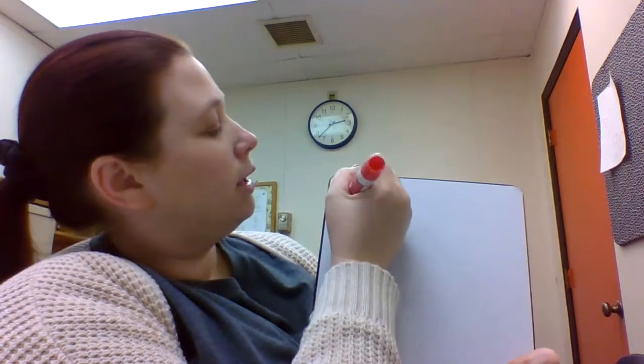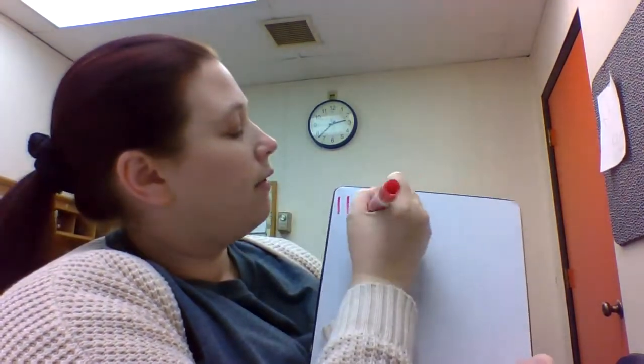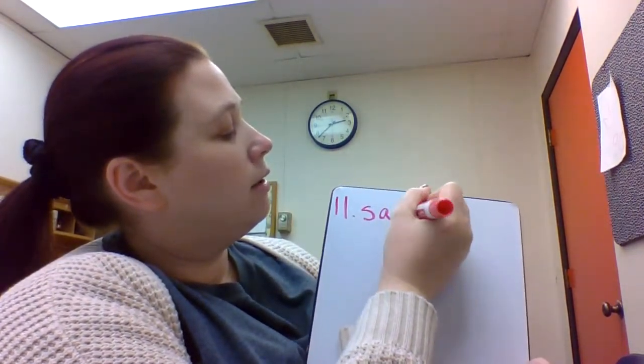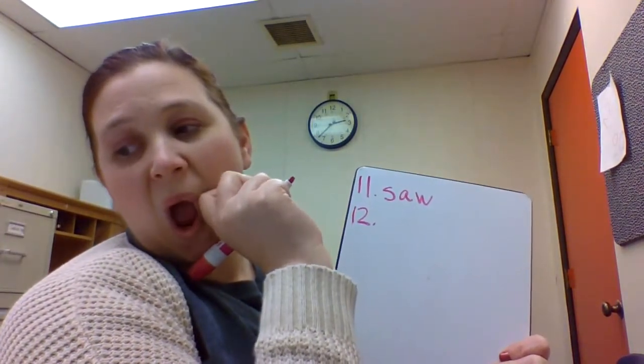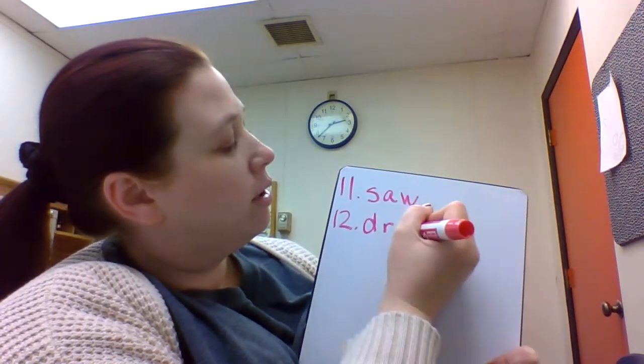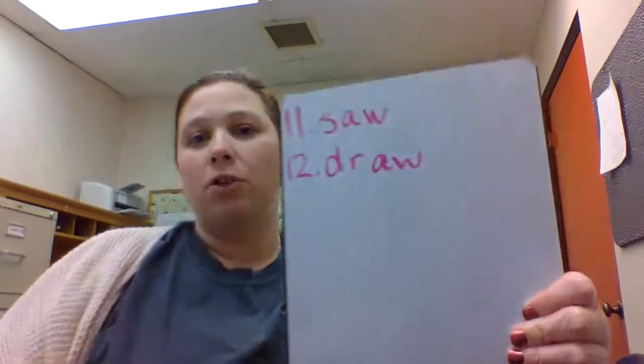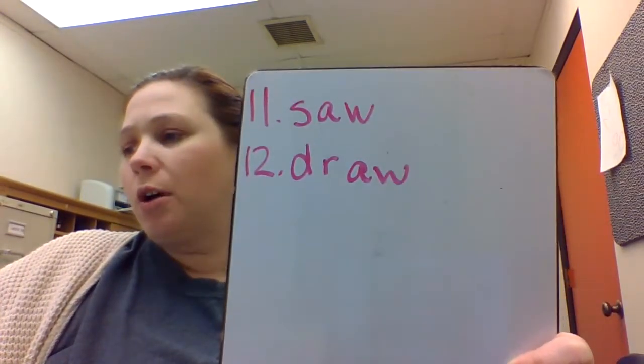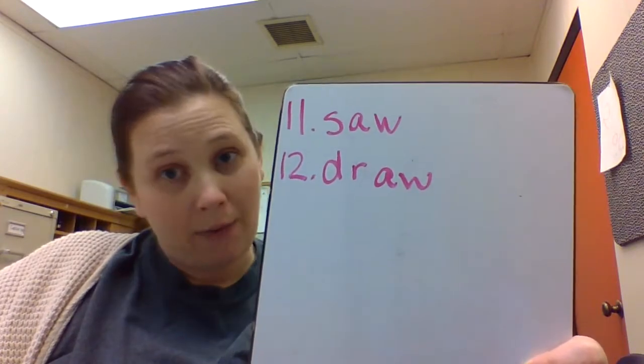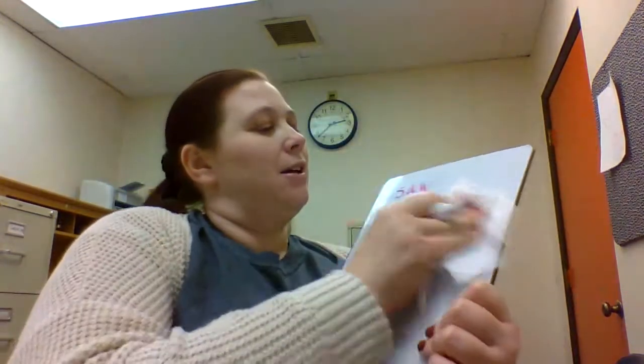Find number 11 on your worksheet. We are going to spell the word saw. Number 11, S. And then that aw at the end is a W. Number 12, we're going to spell draw. Same thing. D, and then aw for that final sound. Make sure you have those two down, and then we're going to learn about a new trigraph, and how to spell with it.